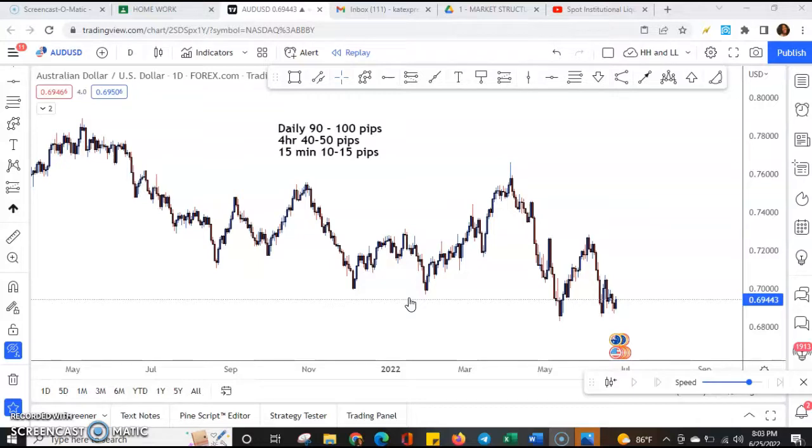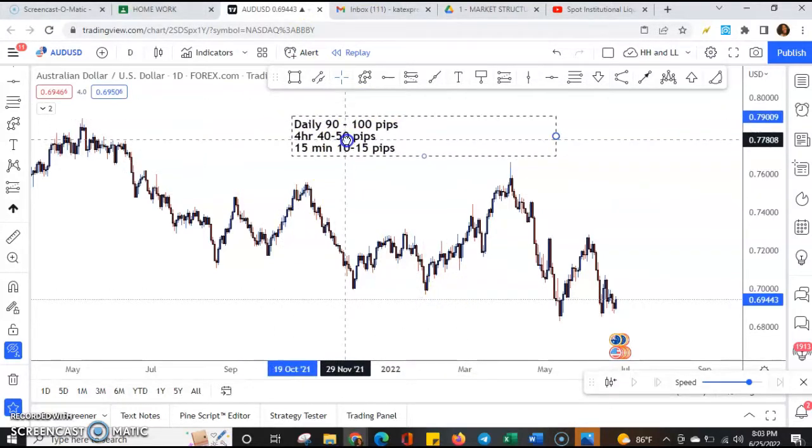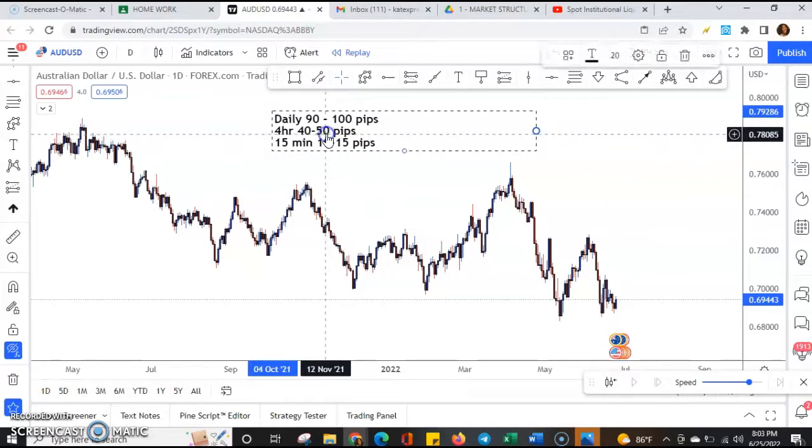So, mapping structure. Has anybody heard of it? Okay, what is it? So mapping structure is pretty much what it is. You're gonna be mapping out the structure on the three time frames: your daily, your 4 hour, and your 15 minute. I put up a little cheat sheet right here to give you an idea on when it comes to the pullbacks, how far you should be mapping those out. And the purpose of mapping structure is so you can identify where you are in the market.